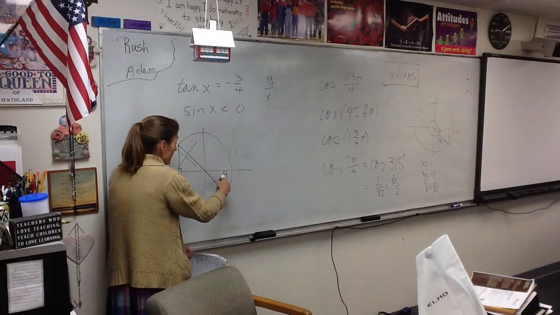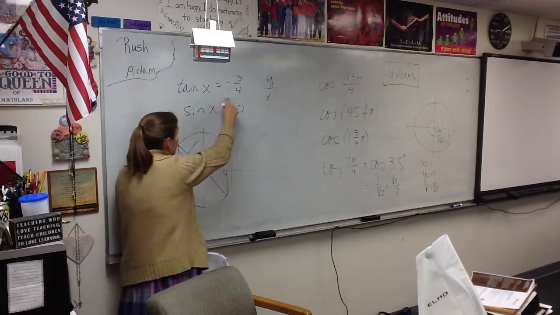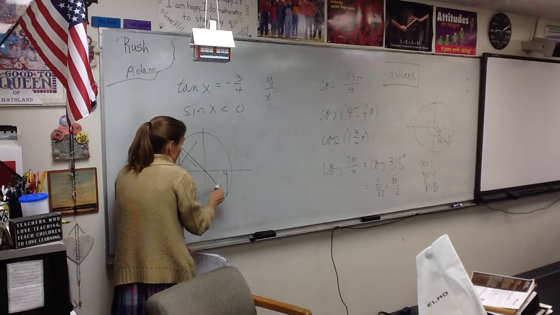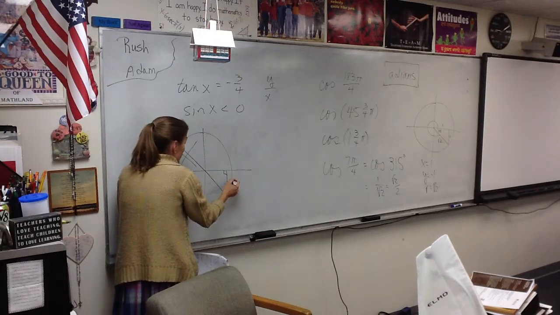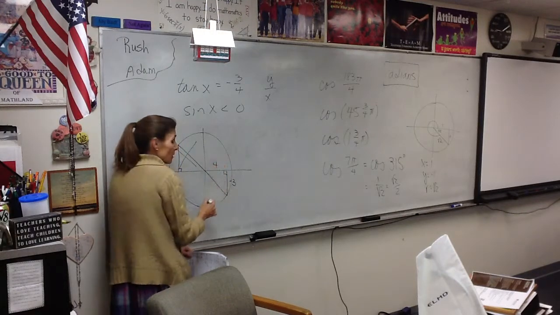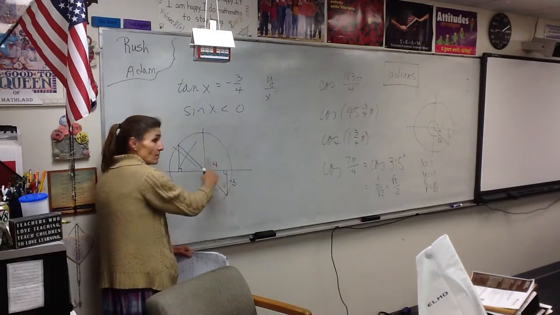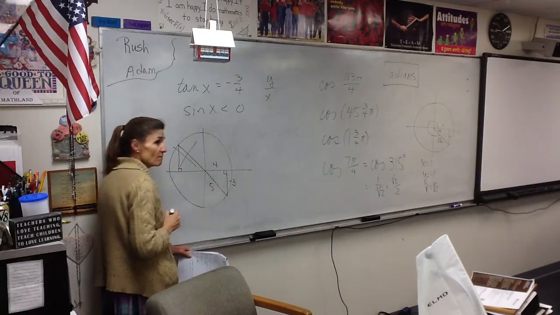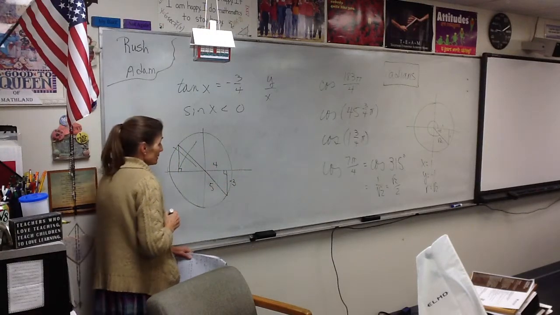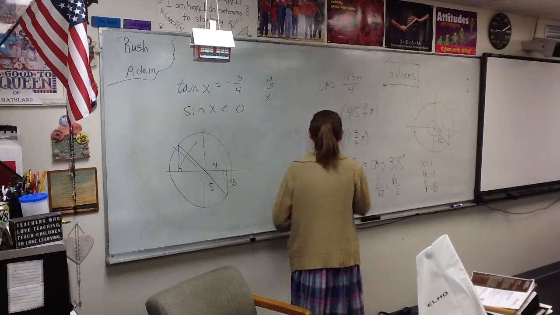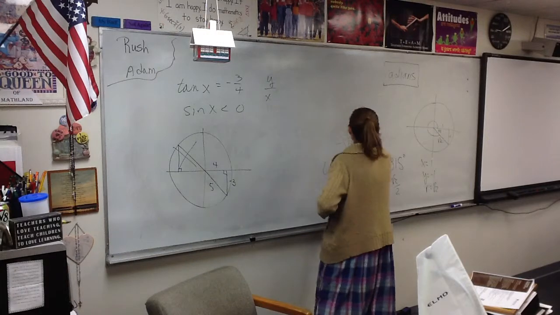So I'm going to label my triangle. What am I going to put where? Look right here. Negative 3 is the y. And x is 4. Is everybody okay with that? And if I do the Pythagorean theorem, that works out to be 5. Now what was I supposed to be finding? All 6 functions.